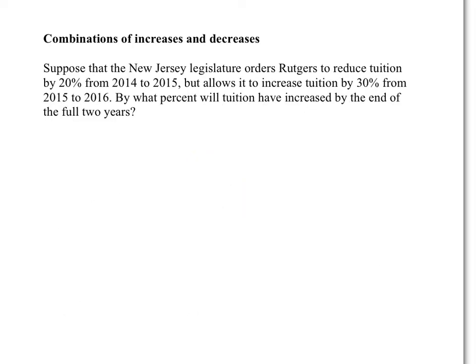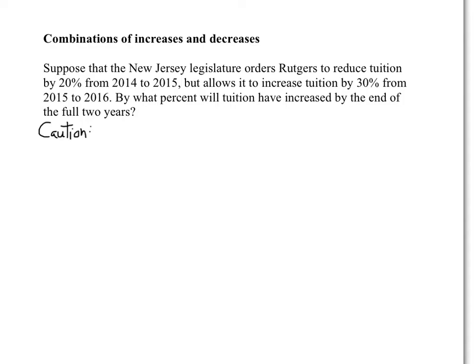We've looked at successive percentage increases and successive percentage decreases. In real life, these often occur together with one another. For example, an increase followed by a decrease, or a back-and-forth sequence of increases and decreases. As an example, suppose that the New Jersey legislature orders Rutgers to reduce tuition by 20% from 2014 to 2015, but allows it to increase tuition by 30% the following year, from 2015 to 2016. So a 20% drop followed by a 30% rise.